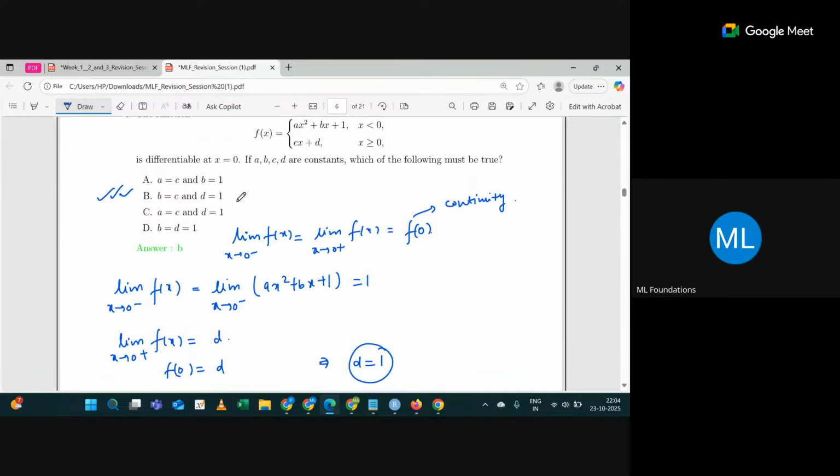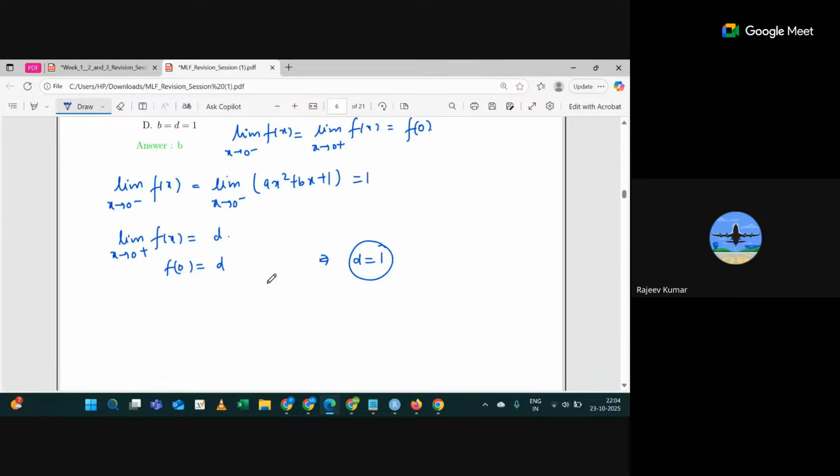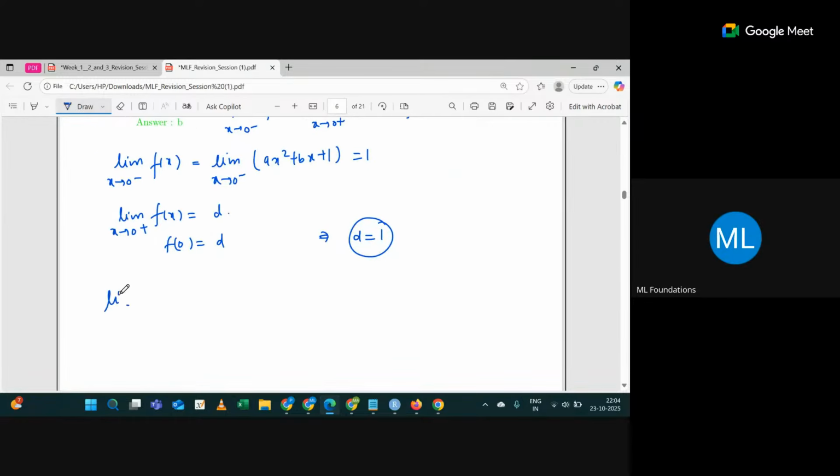Yes. So now we have two options, B and C and D also, right? I mean, A we can eliminate. So now we have to check the equality of left and right derivatives at x equal to 0, because it says it's differentiable at x equal to 0. Yes or no? Yes, sir. So what should be the first approach? Differentiate the LHL.